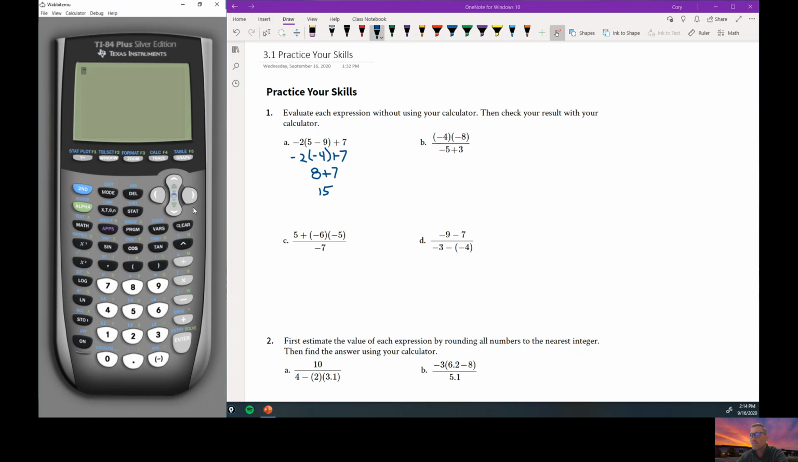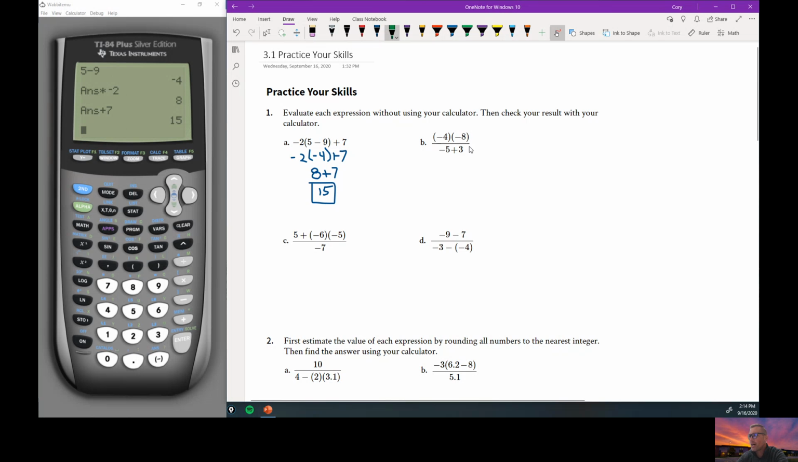Let's check it. Let's do it this way. Let's do by order of operations. 5 minus 9 is -4 times the -2 is 8 plus 7. There's our 15.